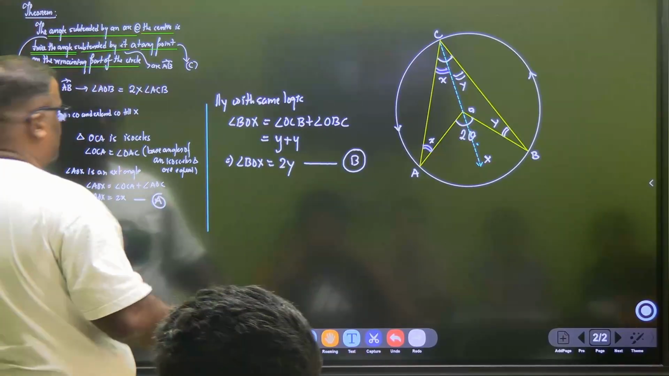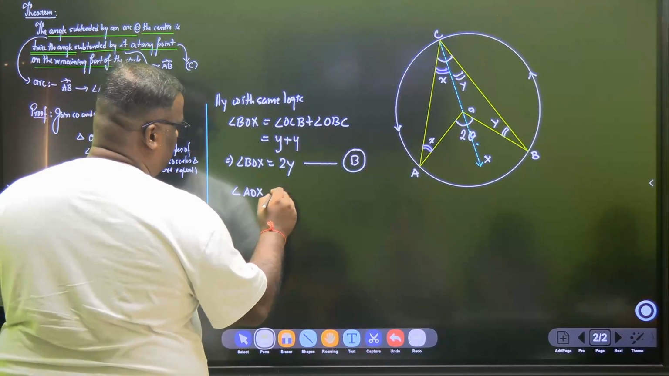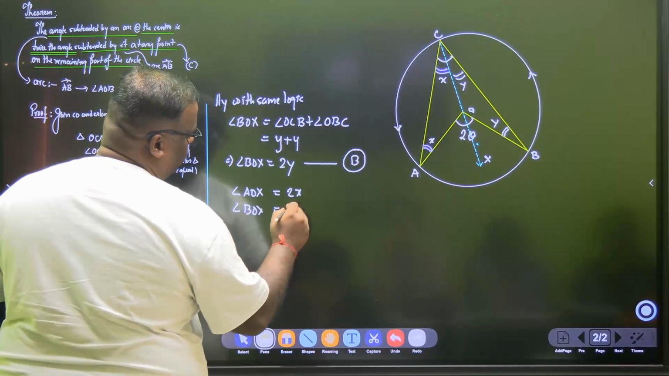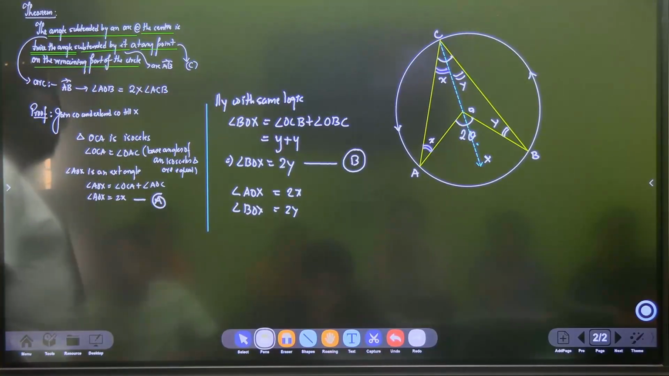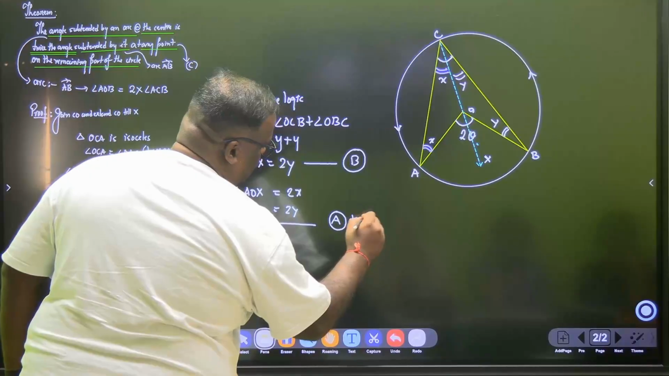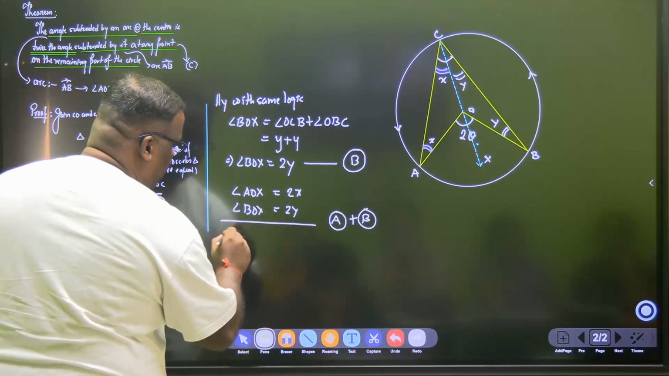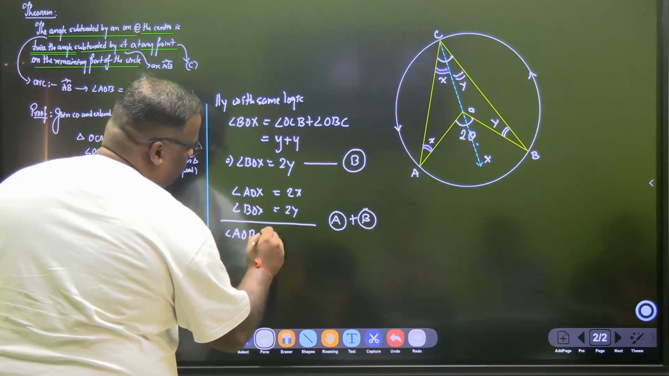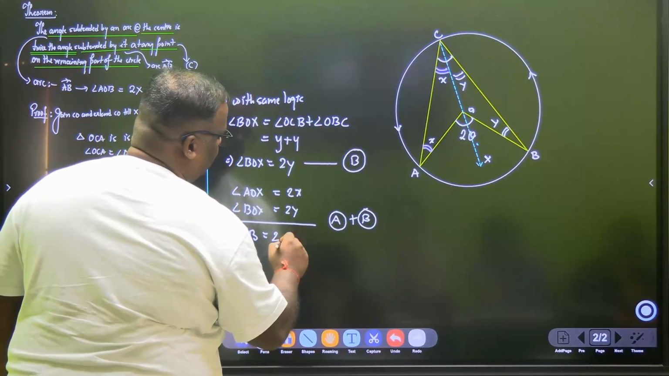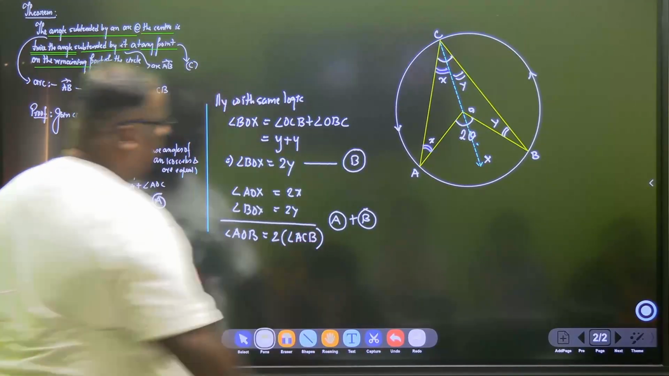Let me write both the statements together once again. Angle AOX is equal to 2x and angle BOX is equal to 2y. I can write this, right? Now I am doing an operation which is A plus B. If I add AOX and BOX, then I get angle AOB, which is equal to 2 times x plus y, which is nothing but 2 times angle ACB. This is what I had to prove.